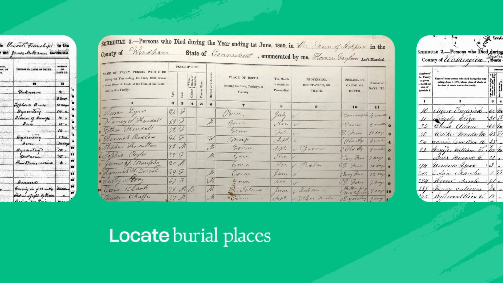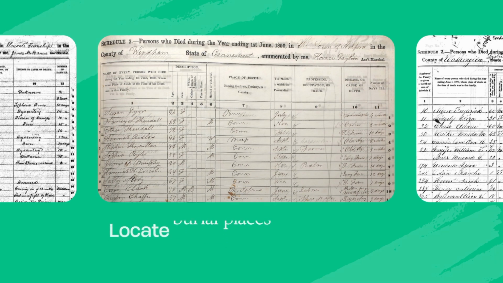They may help you locate burial places as well. If you locate your ancestor on a mortality schedule and you didn't already know the town where they died, you can then search local cemeteries in the area to see if they were buried there, possibly with other family members, allowing for further exploration and verification through cemetery records.